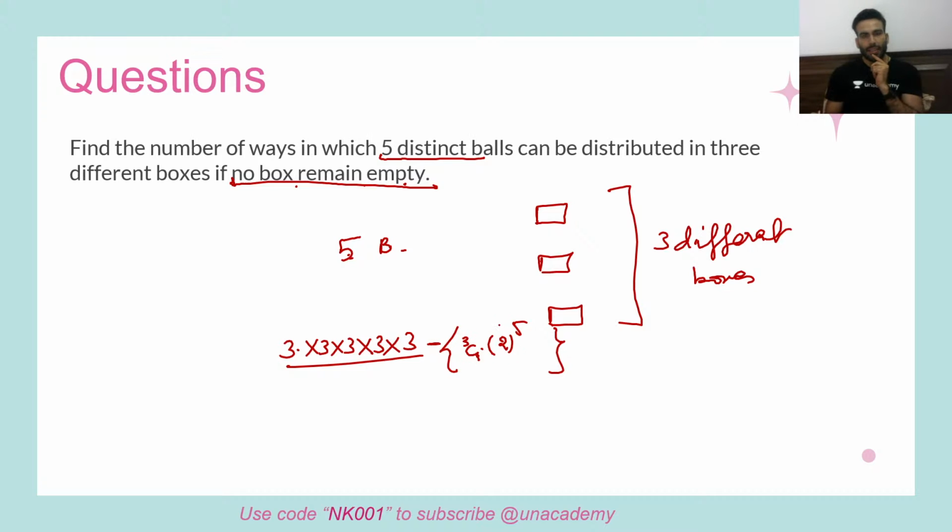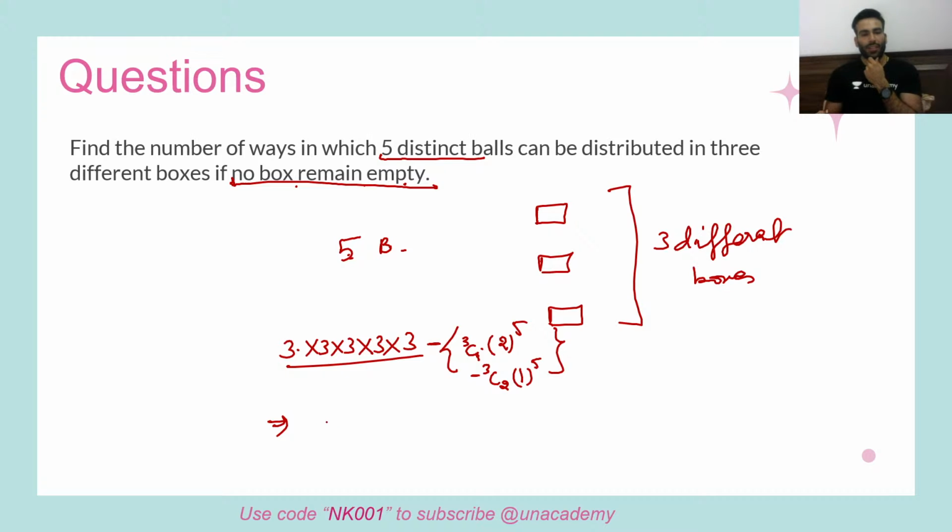Now tell me one thing. When I'm talking about this case, it might also happen that the second box also remains empty. There could be such a case. So let's subtract that also. When I subtract that from this, let's pick those 2 boxes. When those 2 boxes are going to be empty, then I have only 1 box to place the balls in. That's it. The question is done. Let's solve it.